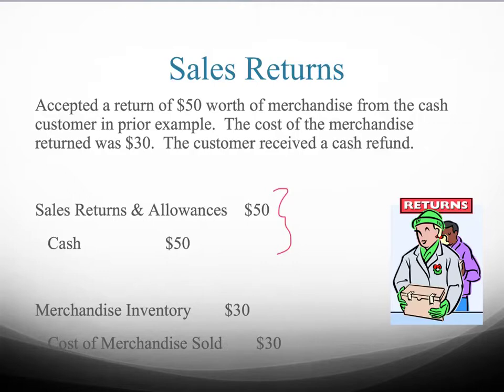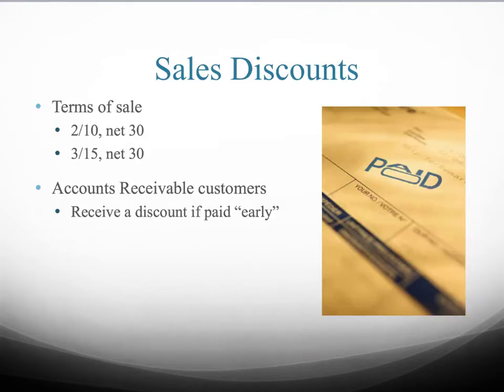The second piece is, what is the cost of that merchandise? Well, the cost of the merchandise, they said, is $30, so that's our inventory piece. Notice here, we are debiting inventory and crediting the cost of merchandise sold account. This is the opposite of a sale. That's exactly what we want with a sales return, because we're putting it back into inventory. So we're going to increase our inventory back, and we're going to reduce that expense account because it's no longer sold.